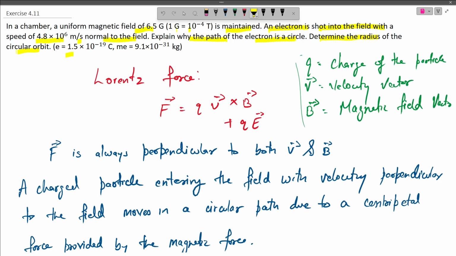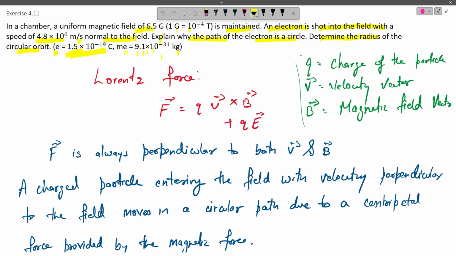given that e is 1.5 × 10^-19 coulomb and mass of electron is 9.1 × 10^-31 kg. Here e is the charge on the electron, and we know that it is 1.6 × 10^-19, but in the question it is given 1.5. We will be using 1.6 × 10^-19 coulomb.